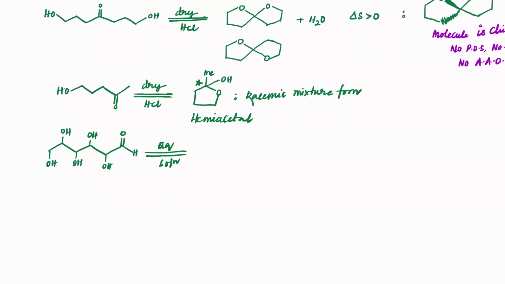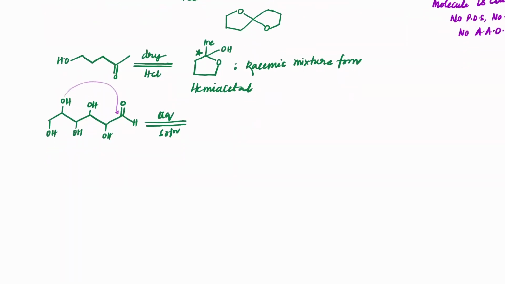So what you will notice here is from this fifth carbon position onwards, this OH will attack this carbon, converting into a six-membered ring. Now that six-membered ring actually looks like a pyran structure, a six-membered ring with an oxygen. So how do we write that? We write it like this. This is that six-membered ring.